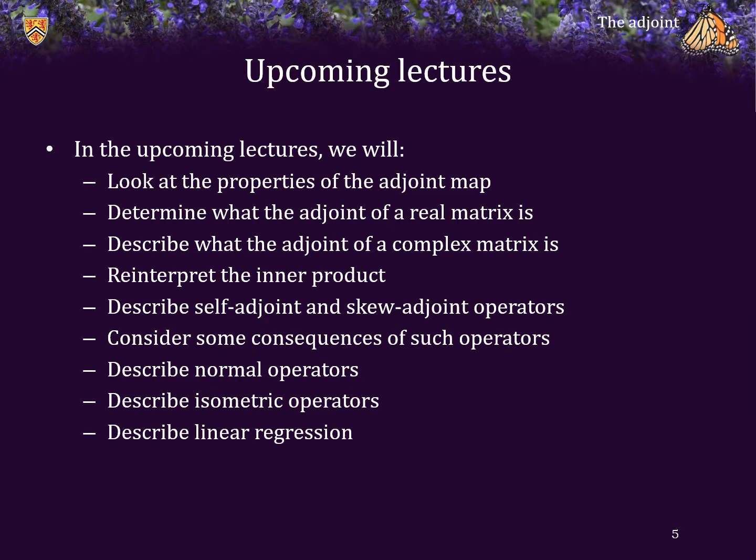Now, in the upcoming lectures in this chapter, we will look at the properties of the adjoint map, describe what the adjoint of a real matrix is, describe what the adjoint of a complex matrix is. We will reinterpret the inner product in terms of this adjoint. We will describe self-adjoint and skew-adjoint operators. We will consider some consequences of such operators. We'll describe normal operators, isometric operators, and look at linear regression.